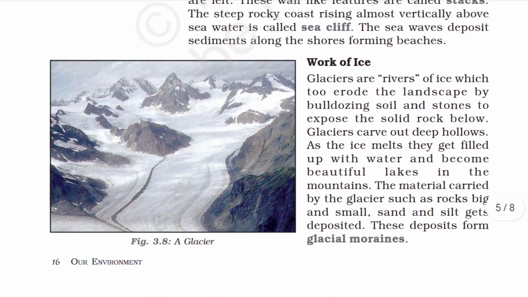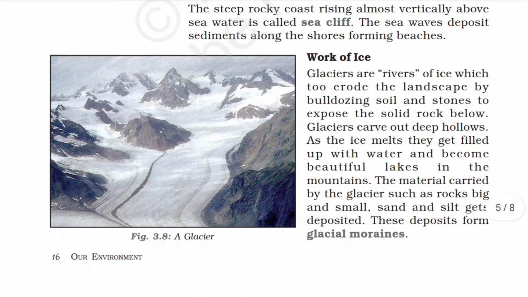Work of ice. Glaciers are rivers of ice which erode the landscape by bulldozing soil and stones to expose the solid rock below. Glaciers carve out deep hollows. As the ice melts, they get filled up with water and become beautiful lakes in the mountains. The material carried by the glacier, such as rocks, big and small, sand and silt, gets deposited.